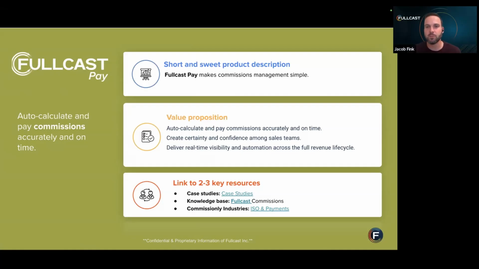Fullcast Pay makes commission management simple. Comp plans and incentive programs in general are designed to help drive seller behavior based on your organizational strategy. And so, in order to do so, Fullcast Pay helps automate that calculation to ensure that commissions are paid accurately and on time, which in turn helps create certainty and confidence among the sellers. This is achieved by delivering to the sellers real time visibility into what they're getting paid for, and how much. And Fullcast Pay will also introduce automation across the full revenue lifecycle. So let's jump into the product to see how Fullcast helps to achieve these goals.